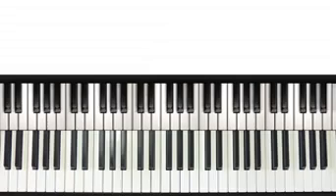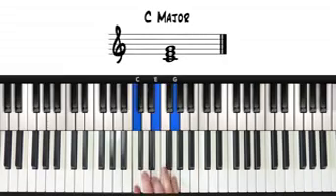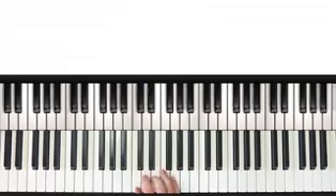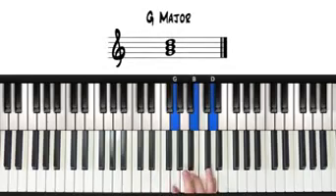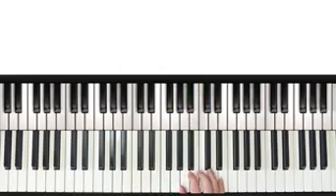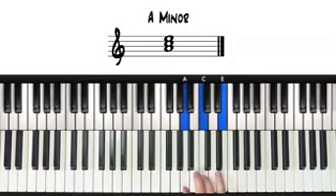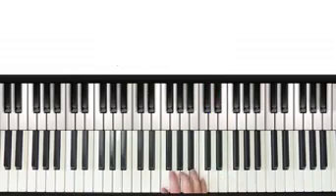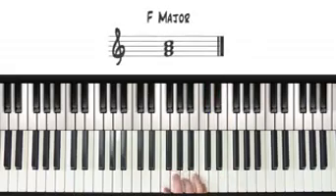So to make things nice and simple, we'll go through this in the key of C major. So the chord progression consists of these four chords: C major, G major, A minor, and F major.